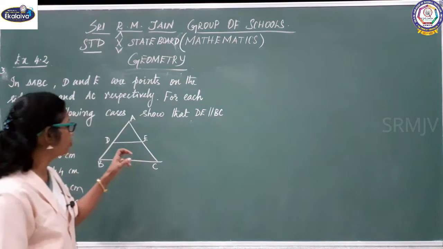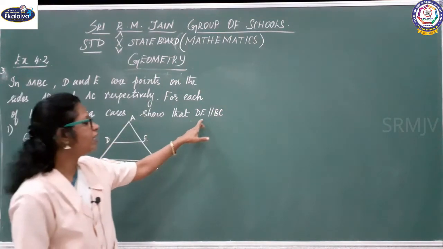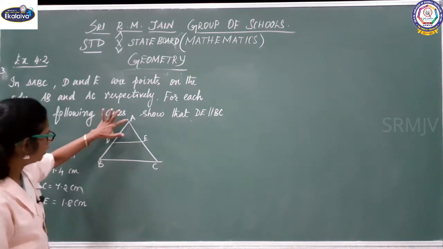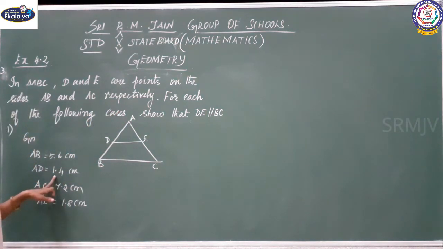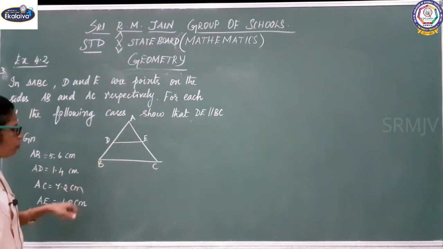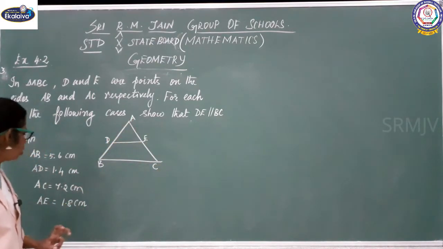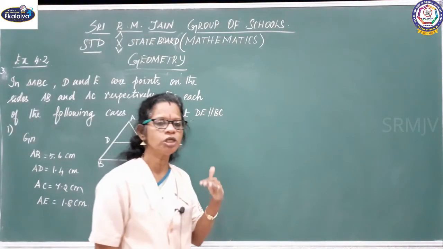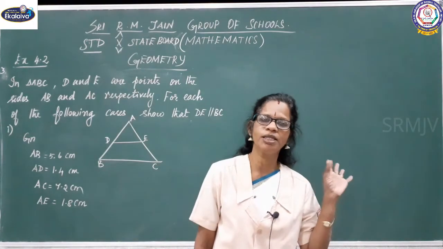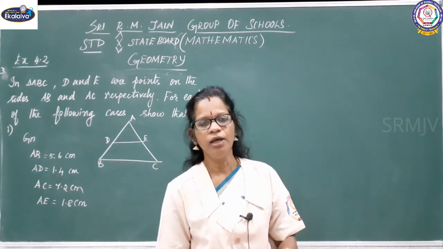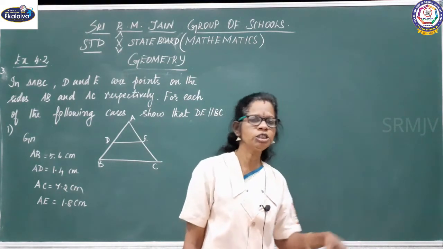Now the second subdivision, the same you want to do. DE parallel to BC, right? AD equal to 1.4 centimeter, AB equal to 5.6 centimeter, AE equal to 1.8, AC equal to 7.2, right? Once you proved the ratios are equal, you can say the line is parallel. If line is parallel, the ratios are equal. If the ratios are equal, the line is parallel.